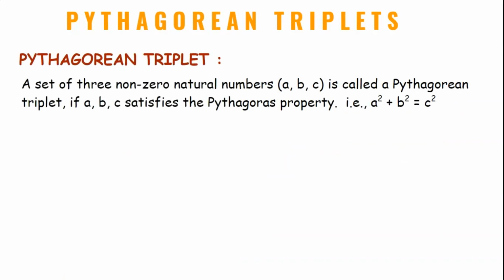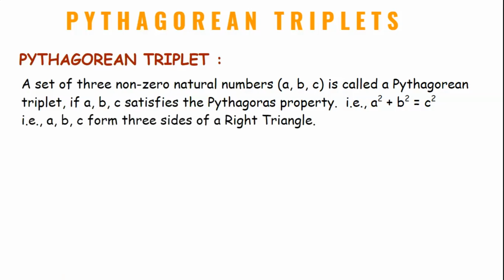Now let us see what are Pythagorean triplets. A set of three non-zero natural numbers A, B, C is called a Pythagorean triplet if A, B, C satisfy the Pythagoras property, that is, A square plus B square should be equal to C square. That is, A, B, C form three sides of a right triangle.